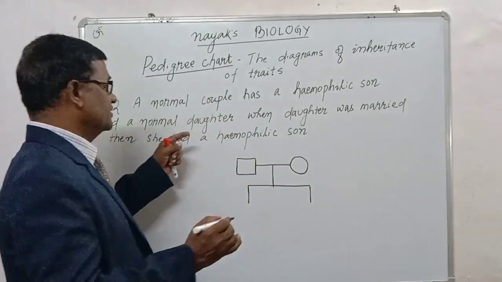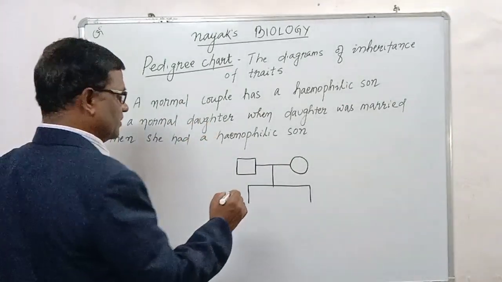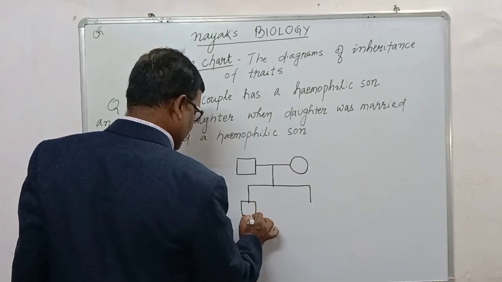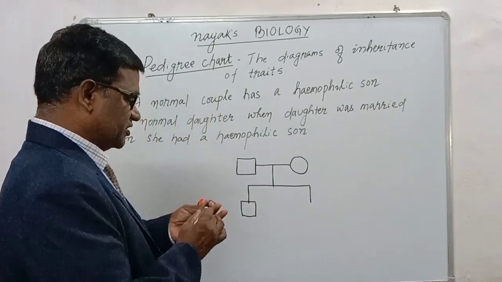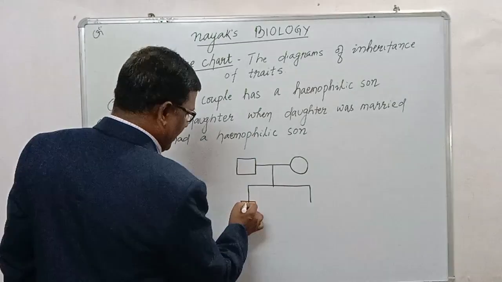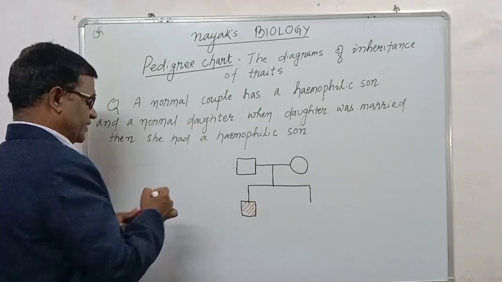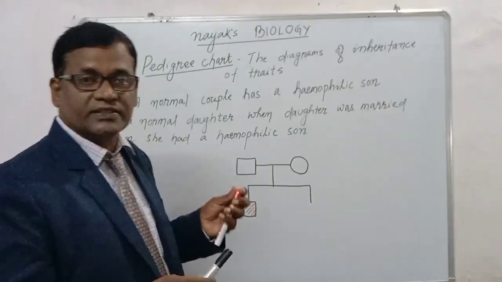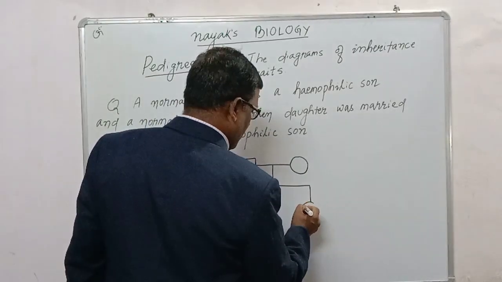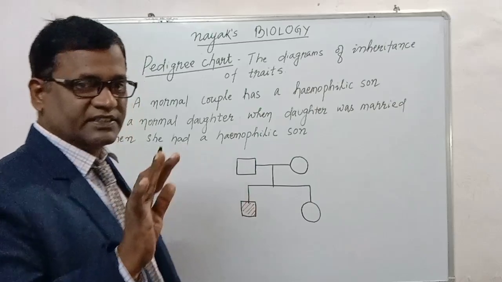In the question, there is a hemophilic son and a normal daughter. The son becomes hemophilic, so we will mark it with the red pen, by which it is very clear that the son is affected. The daughter is not affected, because she is a normal daughter. In a pedigree chart, for a daughter we make just a circle or oval shape. It indicates that the daughter is not affected, she is normal.